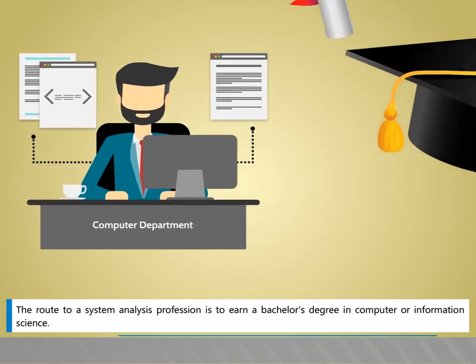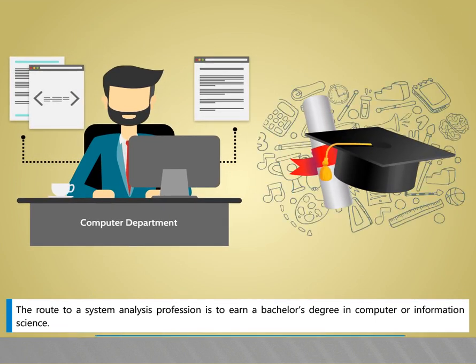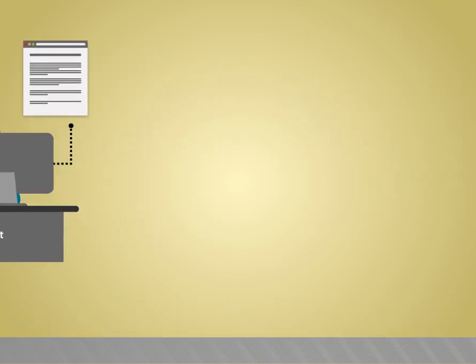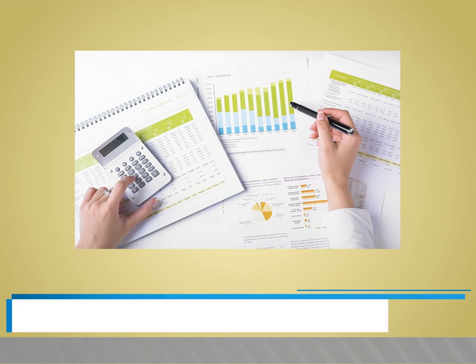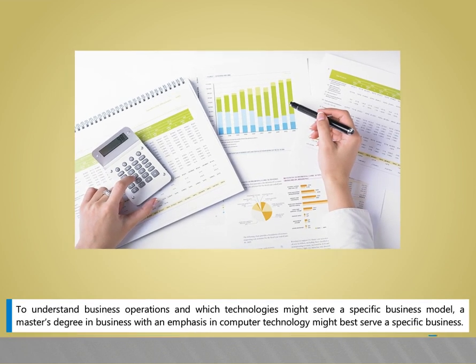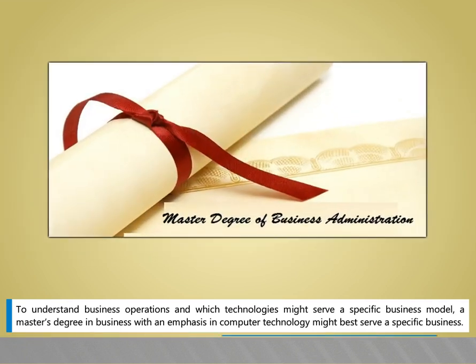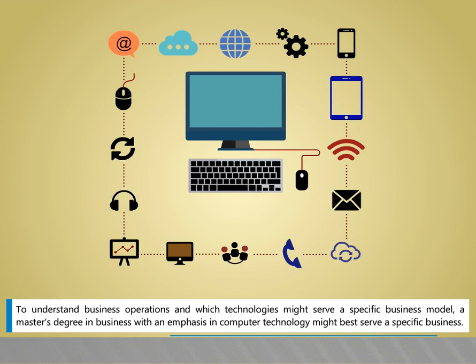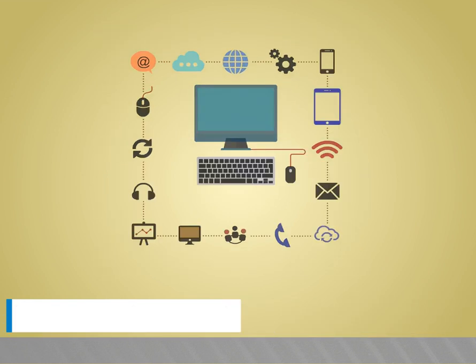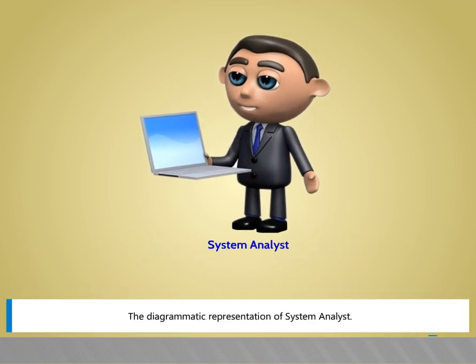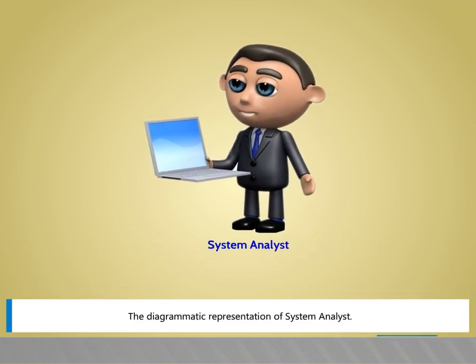The route to a system analysis profession is to earn a bachelor's degree in computer or information science. To understand business operations and which technologies might serve a specific business model, a master's degree in business with an emphasis in computer technology might best serve a specific business. The diagrammatic representation of system analyst.